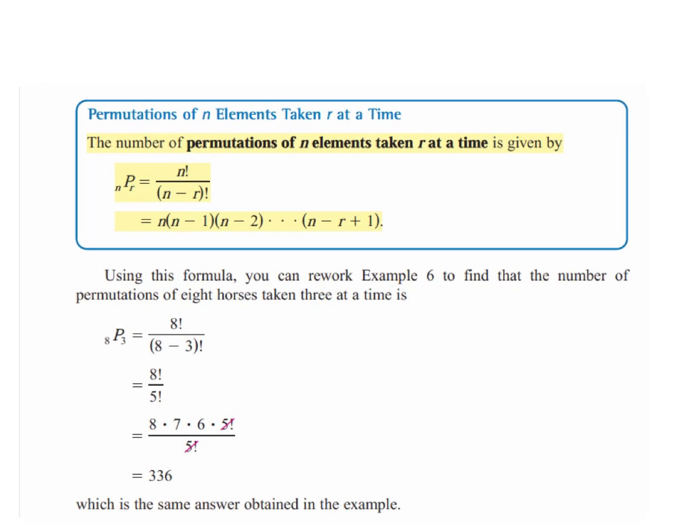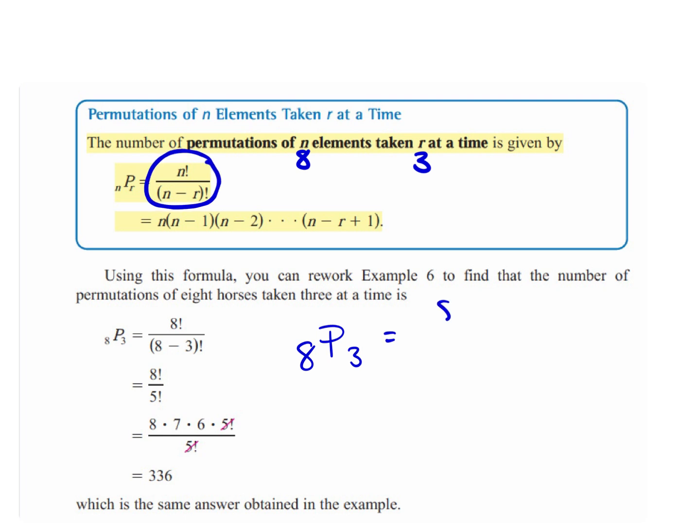So this is permutations of n elements taken r at a time. We had 8 horses, but we only cared about the position of 3 of them. So we could write this as 8p3. Some of the questions on your web assignment are just going to be written like this, where it'll say 8p3. If you see a question like this, we use this formula here.